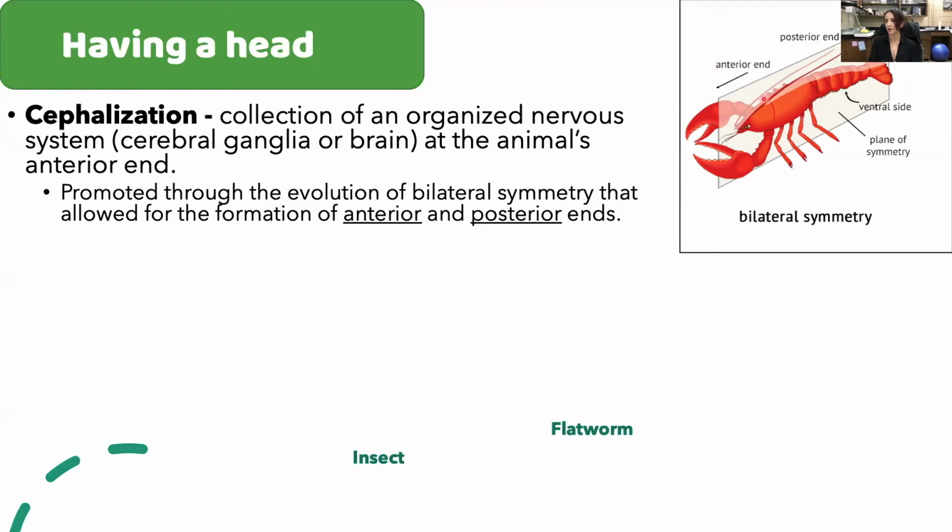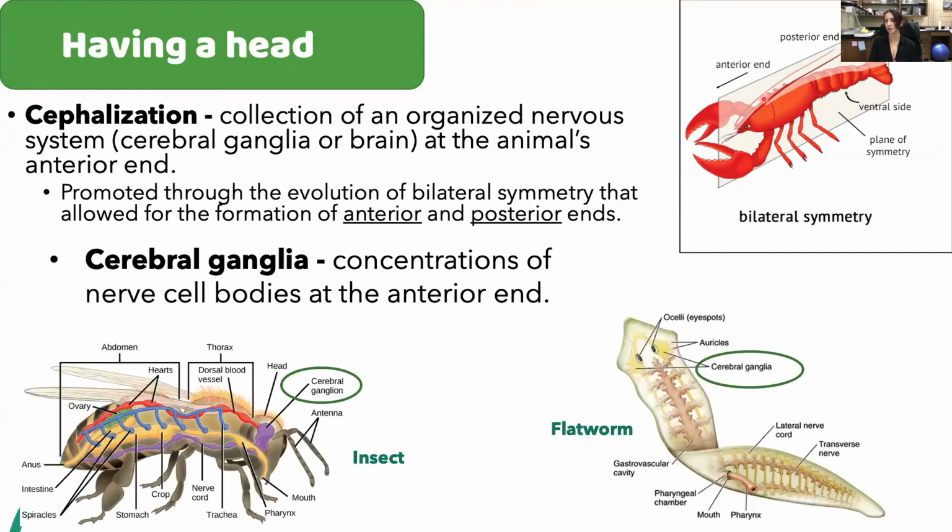So when we're talking about the different types of organized nervous systems, we see this represented differently in different invertebrate groups. For example, our insects that we'll talk about in coming slides in this lecture, they have a cerebral ganglion at the front in their head. And looking at a flatworm, they too have a cerebral ganglion at their anterior end, what is technically their head.